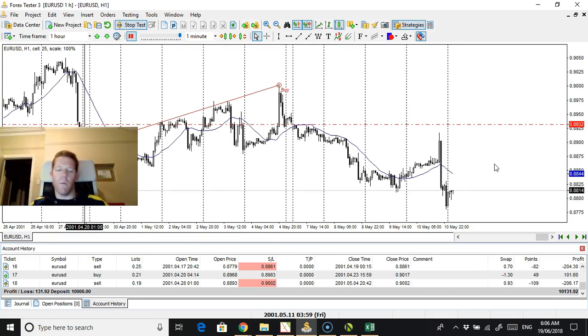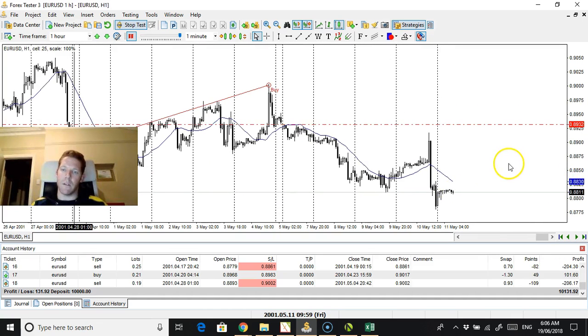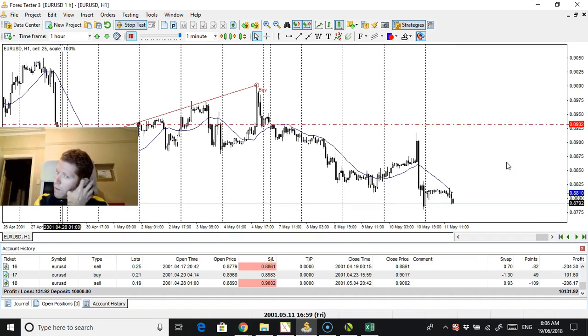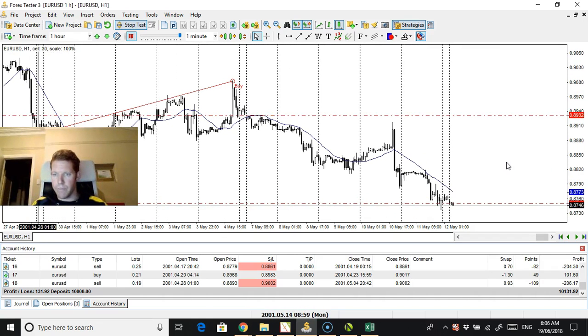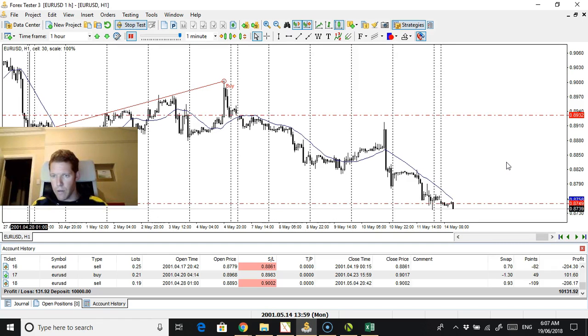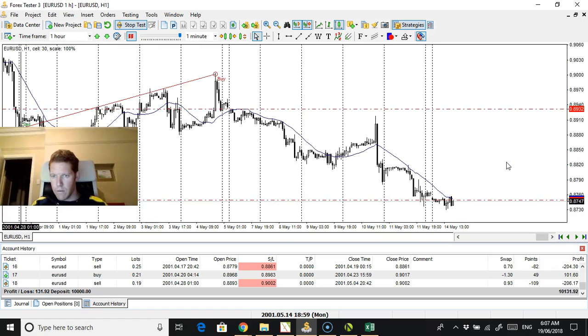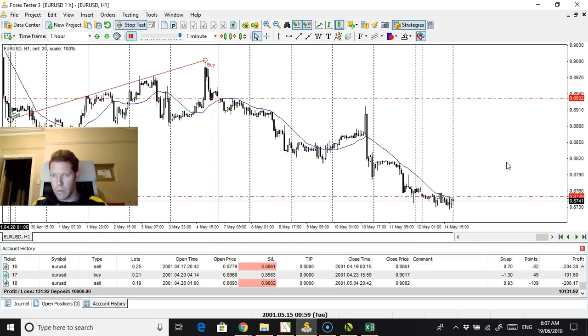Maybe what I'd like to see is a breakdown of this support here, and then I would say to myself, you know what? Let's sell this again. Get a bearish engulfing candle here. So a little bit more. It's just a zone. You've got to remember it's not an exact science.